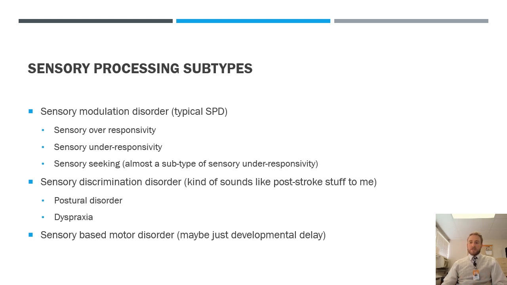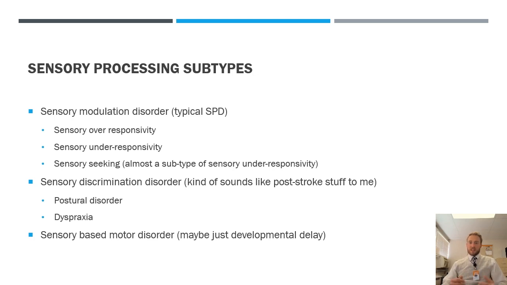There are some types of sensory processing disorders called sensory discrimination disorders, and this really does sound more like a neurological issue. So there could be a postural disorder or a dyspraxia. This sounds like post-stroke, right? Someone has a stroke and all of a sudden they're dyspraxic. You ask them to do something and they can't figure out the motor program for it. That's a very severe form of sensory processing disorder, and it's pretty rare.